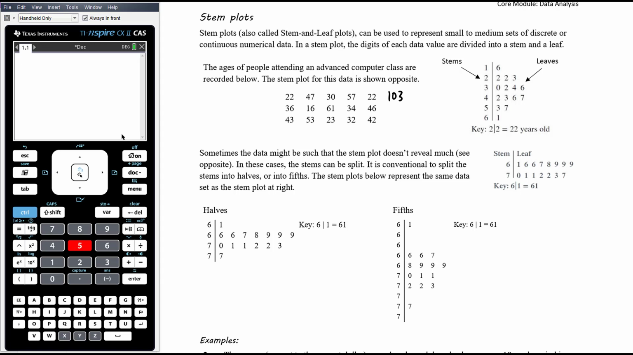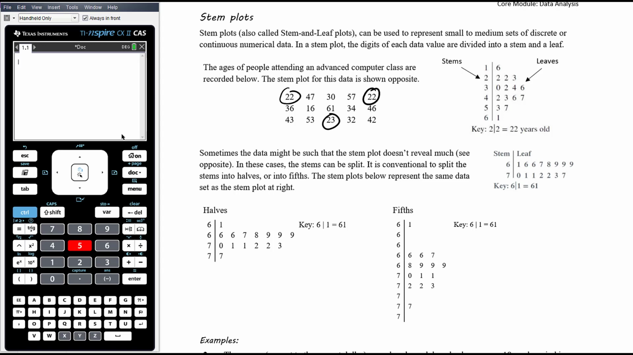So we're looking at all the numbers in the tens: 10, 11, 12, 13, 14, 15, 16, 17, 18, 19. So we're looking for any of those values. We've only got 16, so we just put the 6. But then we're looking for any of the numbers in the 20s, so from 20 through to 29. So we've got 22, we've got another 22, and we've got 23.